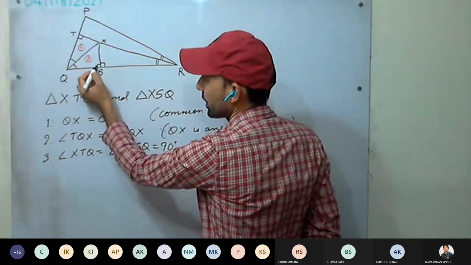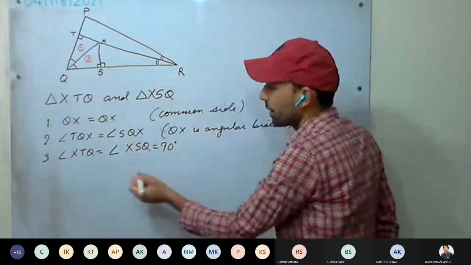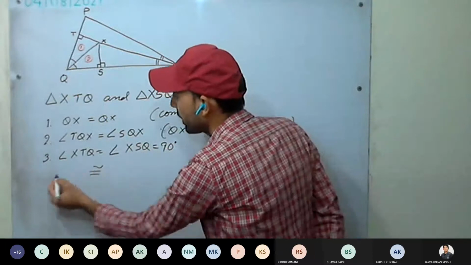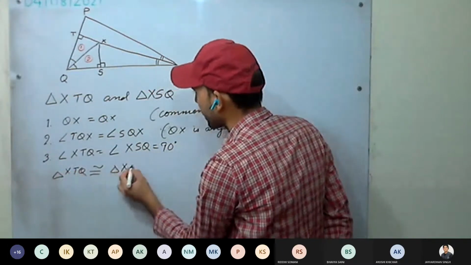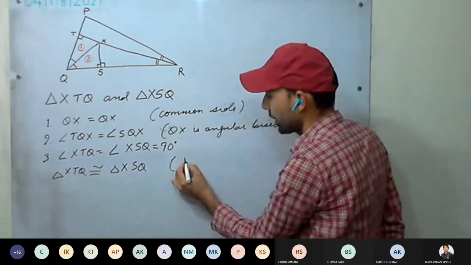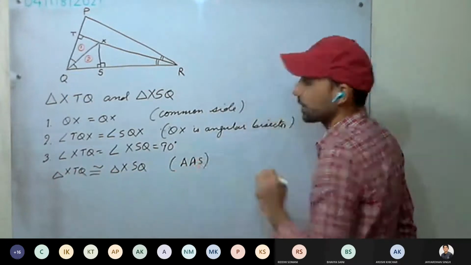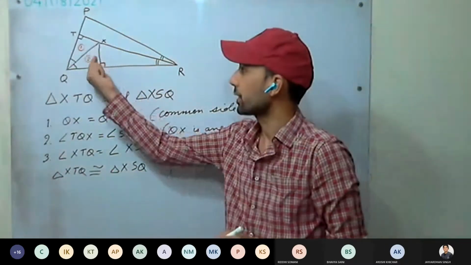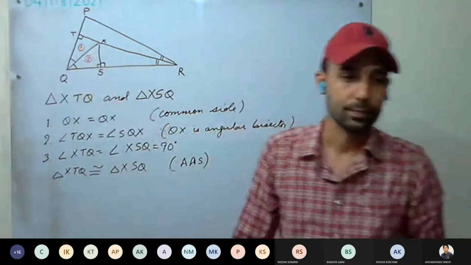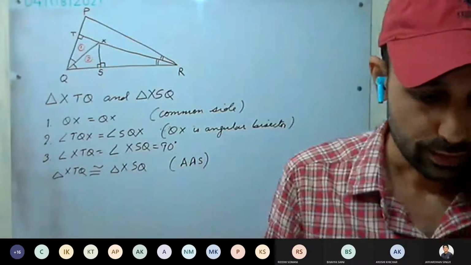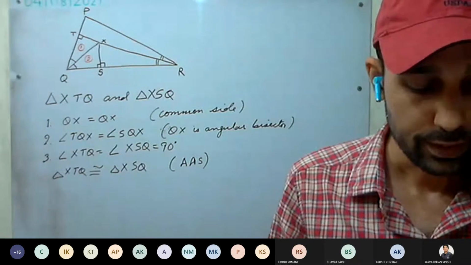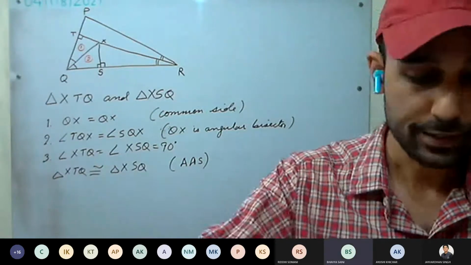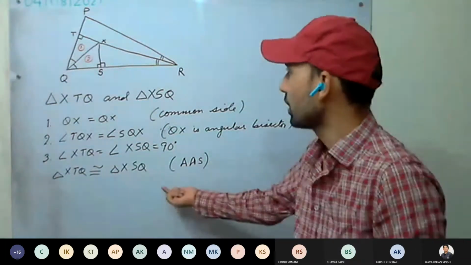One side and two angles, the AAS theorem. So these two triangles are congruent by the AAS theorem. Okay, this is clear. The first part is clear to all.